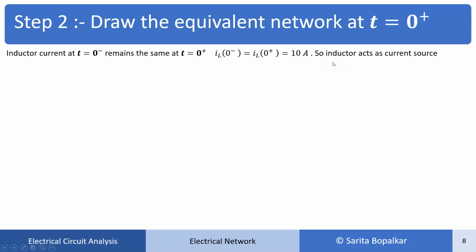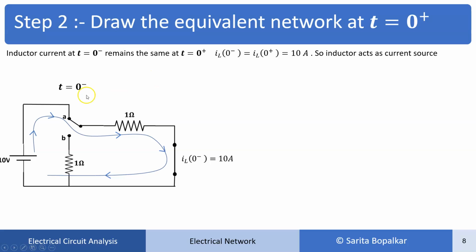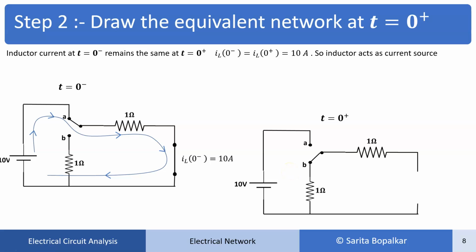At t is equal to 0, switching action happens. But remember, for an inductor, whatever the state of the inductor at t is equal to 0 minus remains the same at t is equal to 0 plus. So IL(0 minus) and IL(0 plus) remain the same. So the constant current which flows at t is equal to 0 minus, that is 10 ampere, will also flow in the inductor at t is equal to 0 plus. And to show that it is a constant current, we will represent it as a current source. It indicates it is a constant current, that is, IL(0 plus) is 10 ampere.